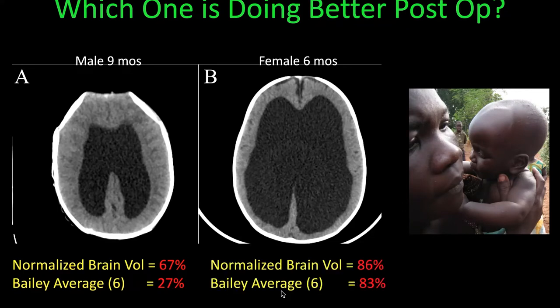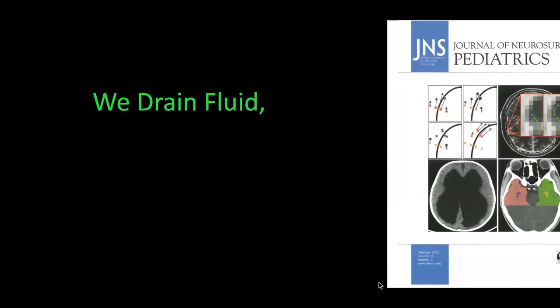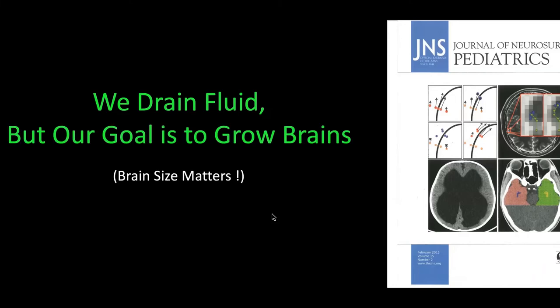This young lady has a brain that's almost normal for growth at this age, and her developmental indexes are almost normal as well. Now, it's not very good to stretch a brain, but it's brain growth that ends up determining what you can do. So in neurosurgery, we drain fluid for these kids, but the goal ought to be to grow a really good brain from these children.